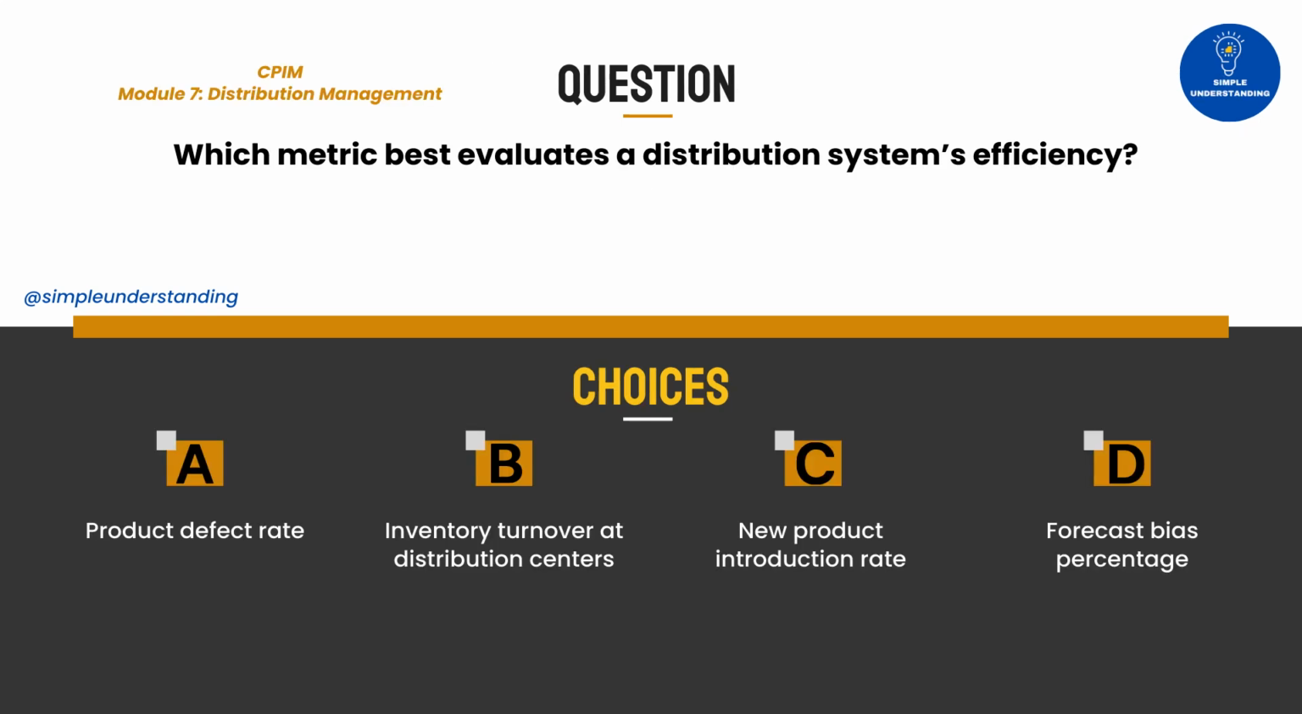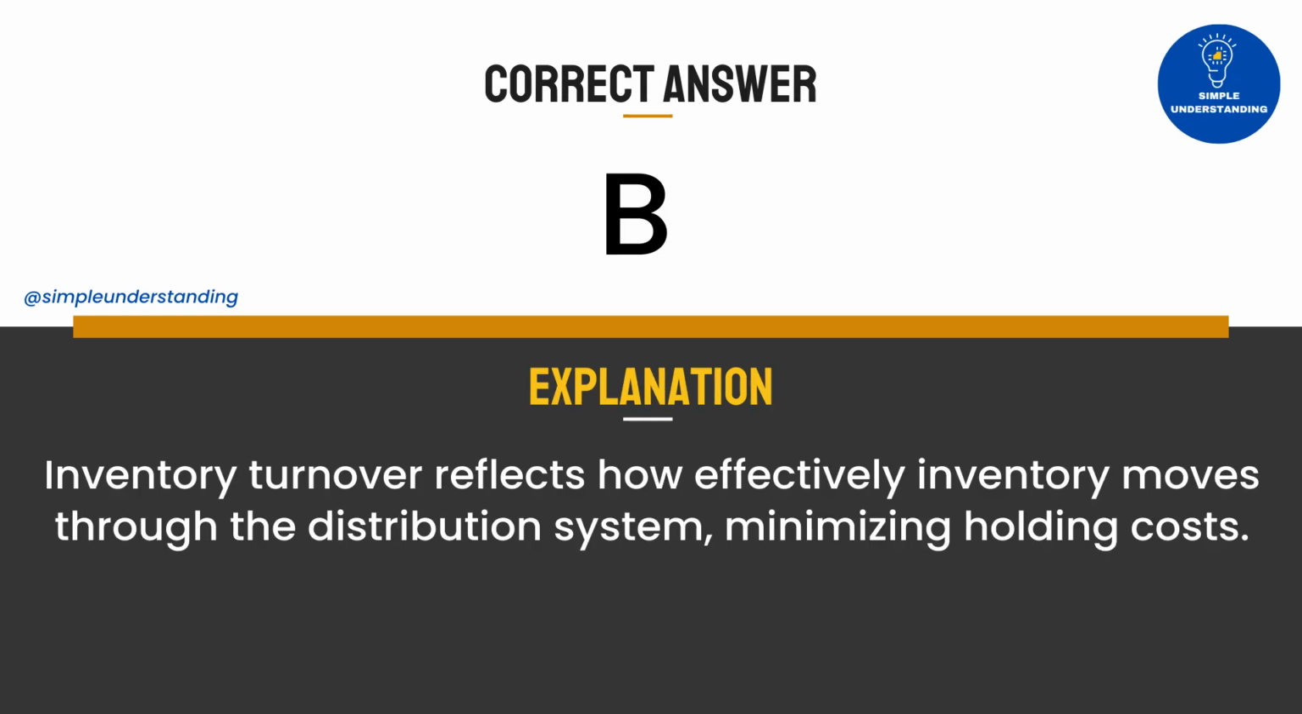Question 3. Which metric best evaluates a distribution system's efficiency? A. Product defect rate. B. Inventory turnover at distribution centers. C. New product introduction rate. D. Forecast bias percentage. Correct answer: B. Explanation: Inventory turnover reflects how effectively inventory moves through the distribution system, minimizing holding costs.